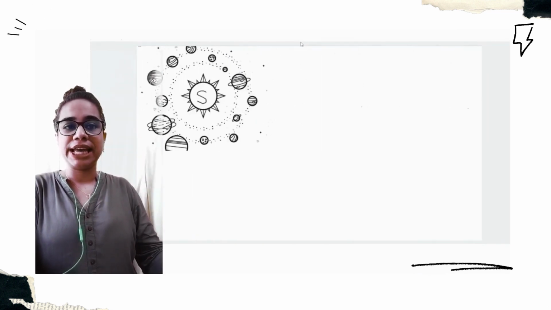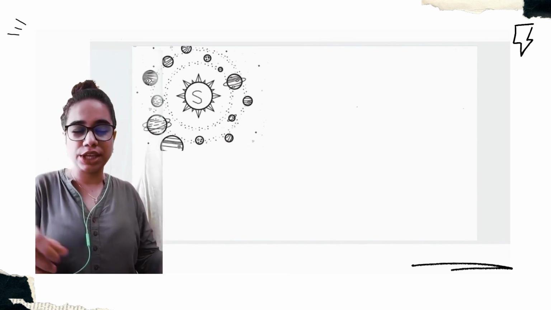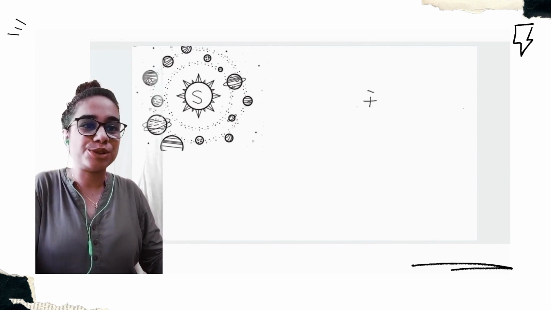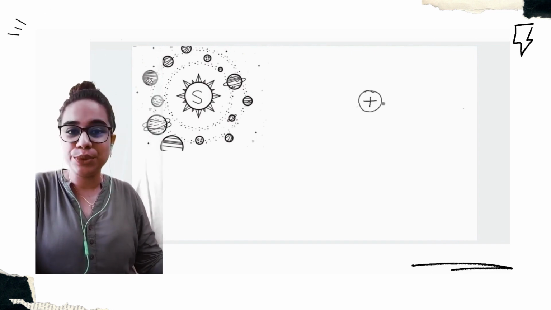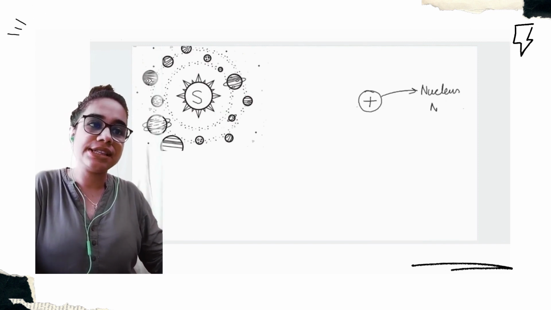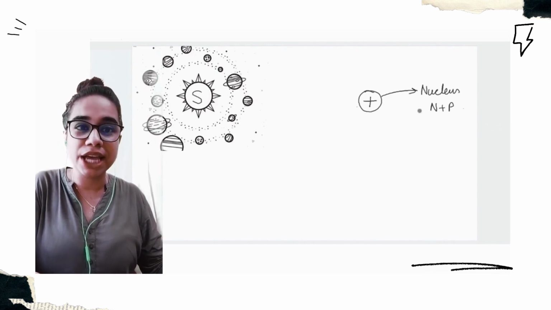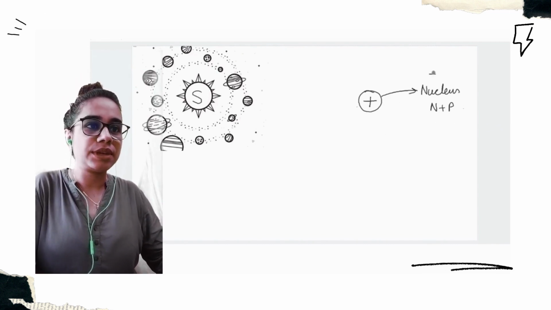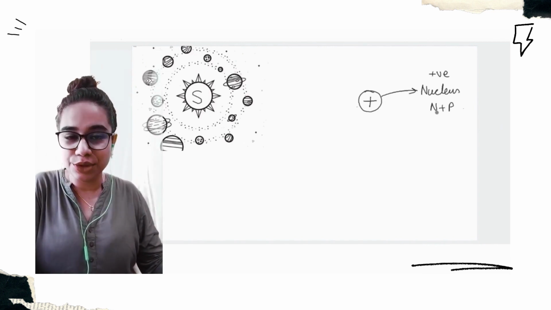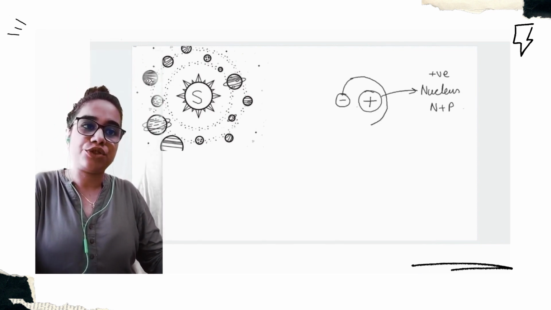Now, an atom is somewhat similar to the solar system, with the sun at the center with a huge mass and the planets orbiting the sun. Now, in case of atom also, in the center we have the nucleus, which contains neutrons and protons. Both the neutrons and protons are very heavy compared to the electrons. So obviously, the nucleus is positively charged because it contains neutrons and protons. Now, orbiting the nucleus, we have electrons.